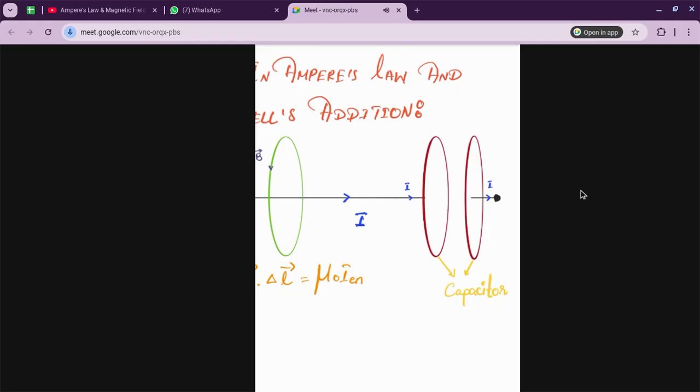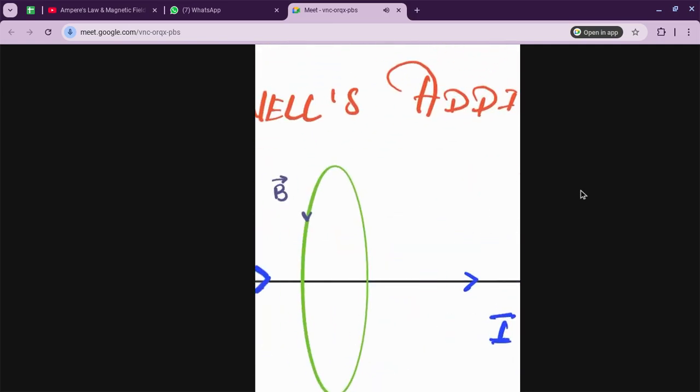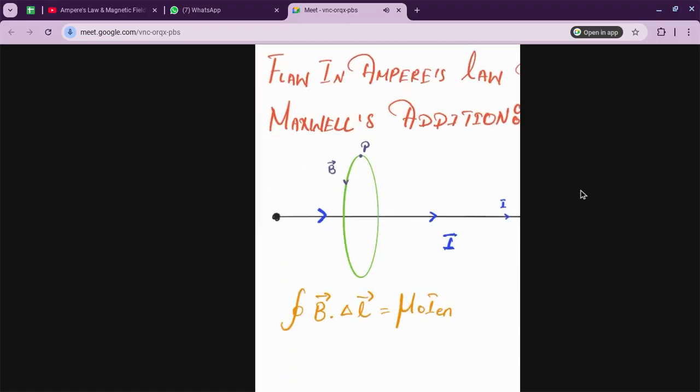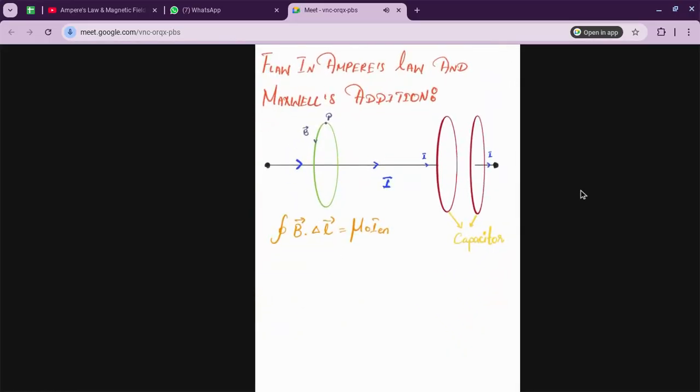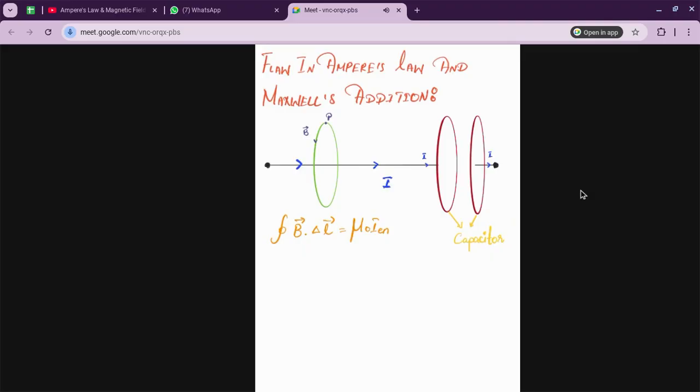My task is to find the magnetic field between the plates of the capacitor. Between the plates of the capacitor. Okay. In here, if we talk about this, we need to find the magnetic field at this point P.